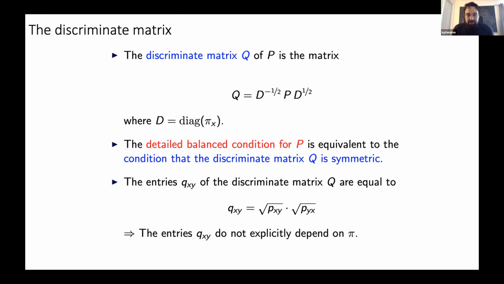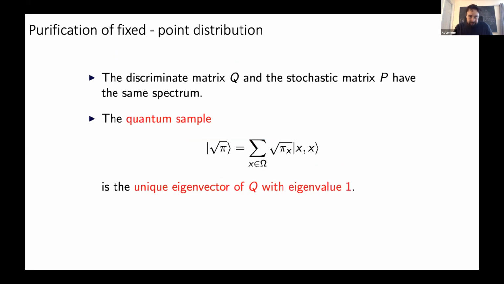And there's something nice if you write that down and look at that discriminant matrix. A nice property is that, although you left and right multiplied with the steady state distribution, the discriminant matrix in the end does not depend explicitly on the steady state distribution. So you can just write it as the square root of pxy times the square root of pyx, which is an important thing if you want to use that to construct more fanciful unitaries that shouldn't depend explicitly on pi.